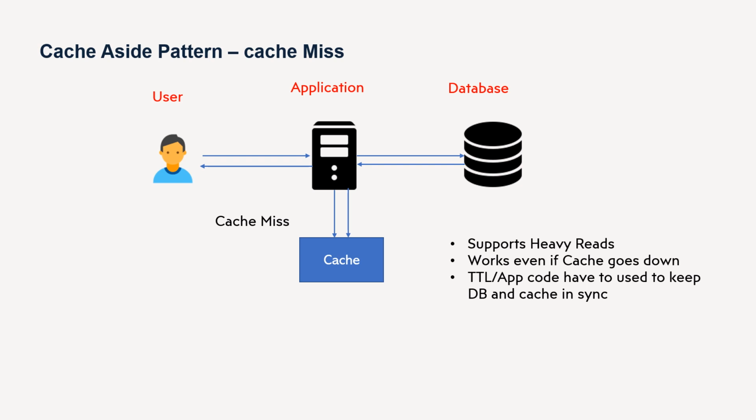Then you also need to keep the DB and cache in sync because they don't talk to each other. So you have to make sure that you set the appropriate time to live or whatever app code logic you want to define in your application. That is really important when you are using the cache aside pattern, and then the cache is able to refresh itself using this TTL or app code logic.